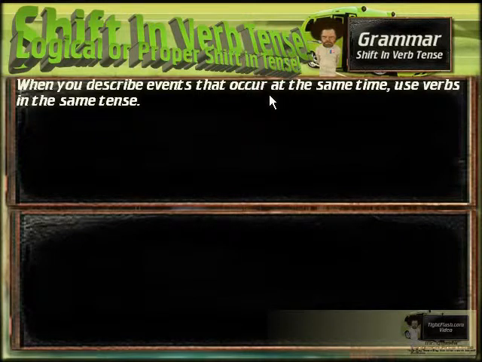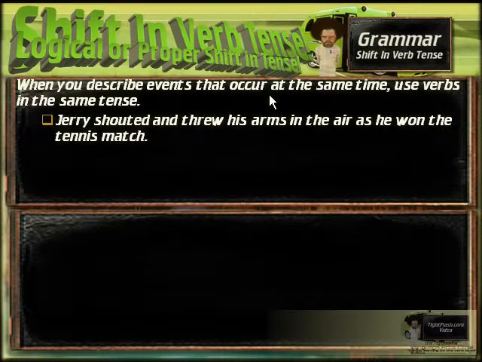When you describe events that occur at the same time, of course you're going to use the same tense. I mean, you're describing something that happened at the same time. Why would you use different tenses? For instance, Jerry shouted and threw his arms in the air as if he won the tennis match.